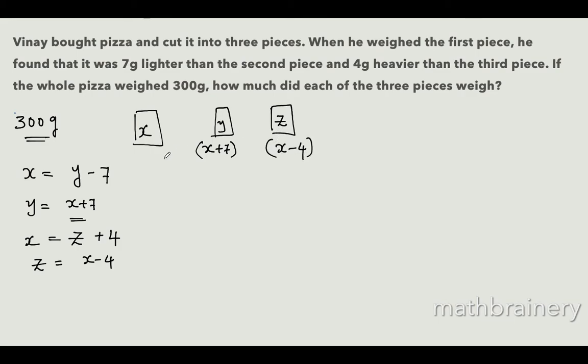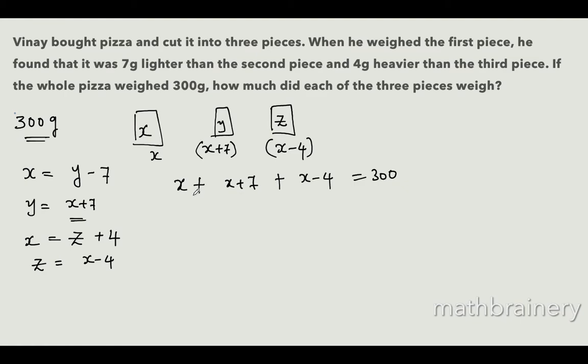So what we are trying to do is express the weights of all the 3 pieces in the same variable x. So the first piece weighs x grams, second piece weighs x plus 7 grams and the third piece will weigh x minus 4 grams. Now what is given? The weight of the whole pizza is 300 grams. So let us add: x plus x plus 7 plus x minus 4 must be 300.